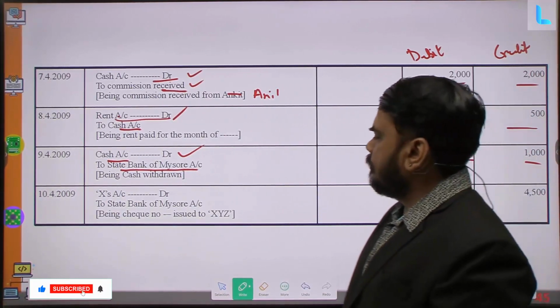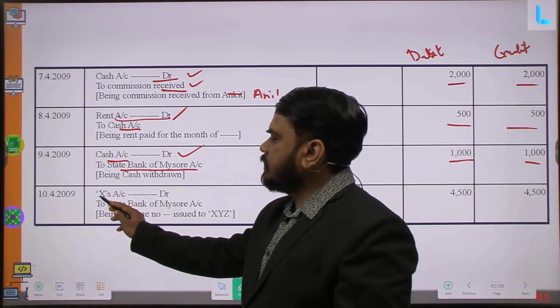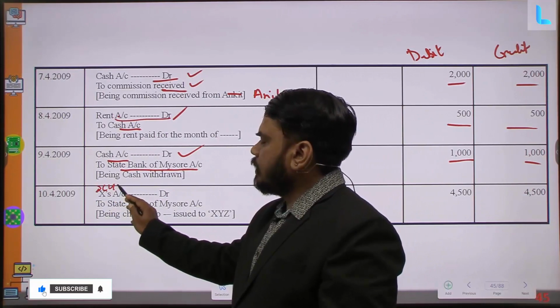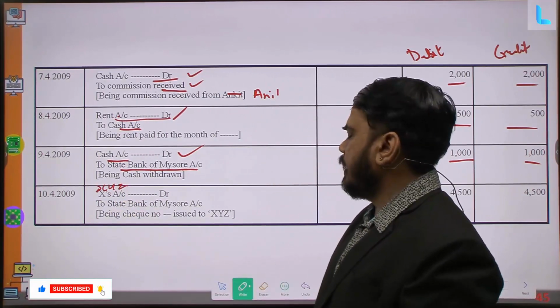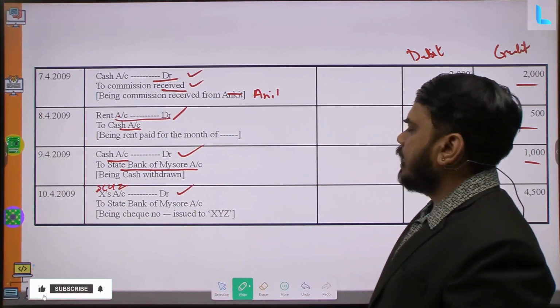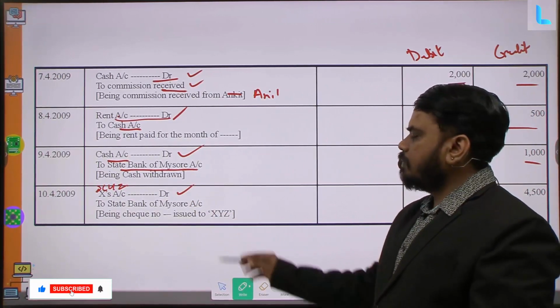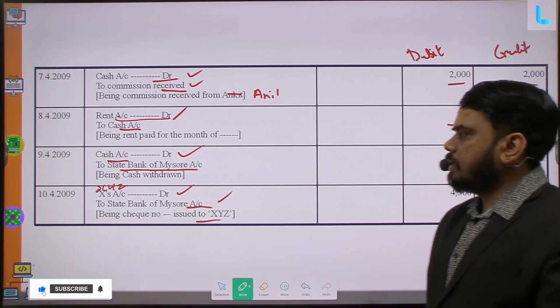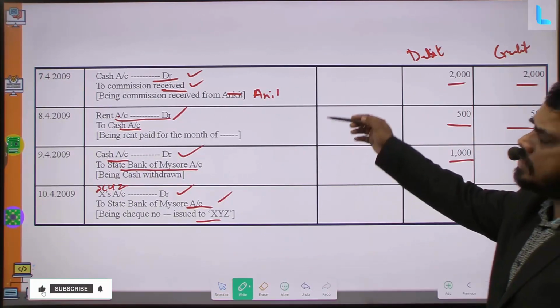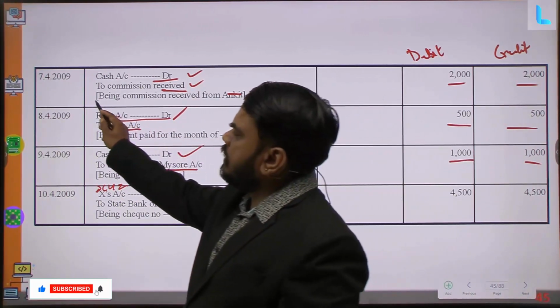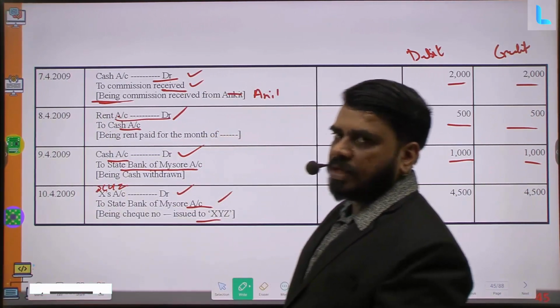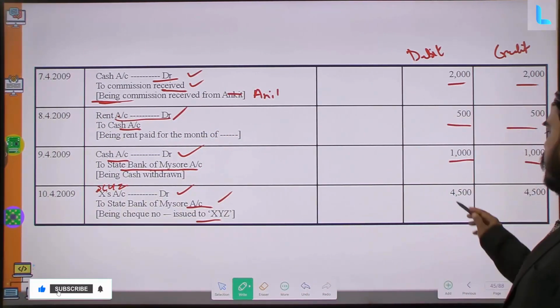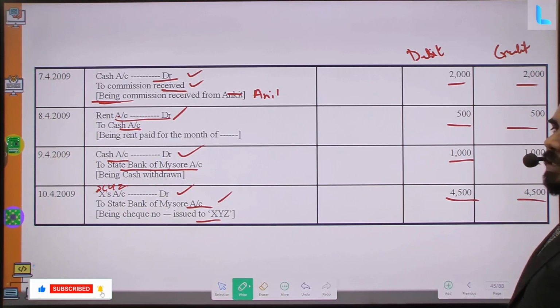Last transaction, we are issuing a check to XYZ company for the goods which we have purchased from them. So we are debiting that account. And where are we paying that from? We are paying that from our bank account through check. So you can mention here being paid. In every transaction in journal entry, we will mention it by using the word being in the narration. So 4,500 is debited and credited.